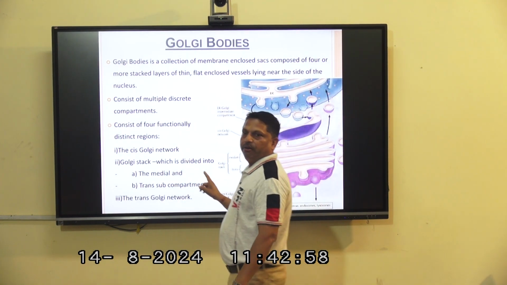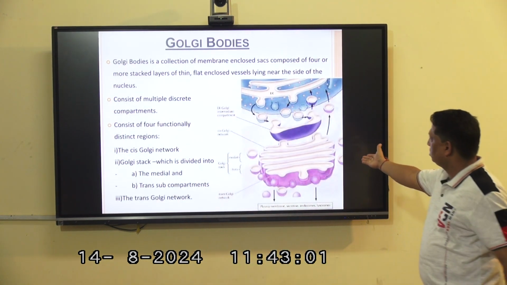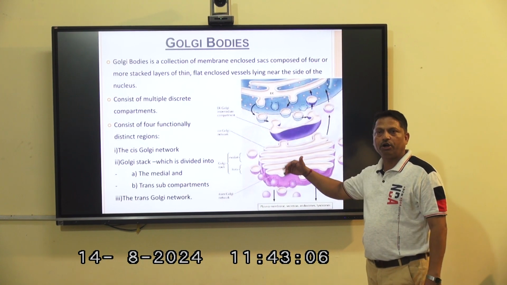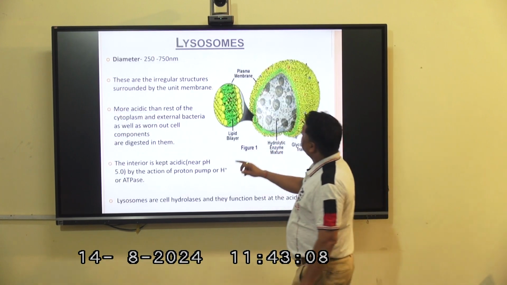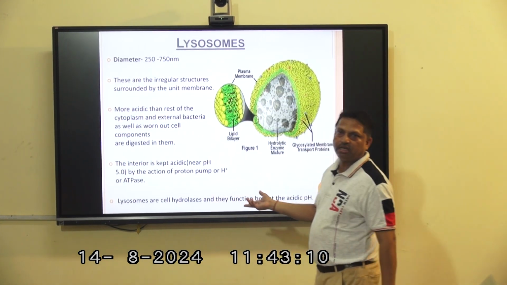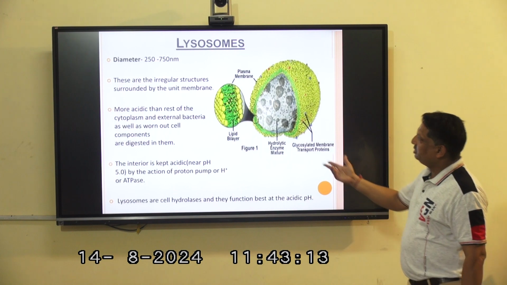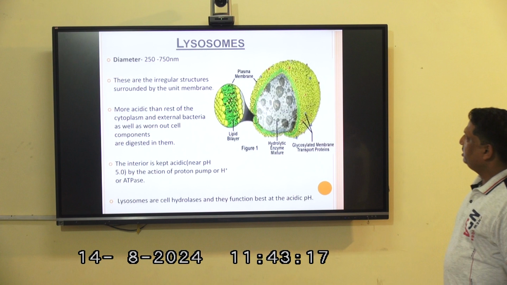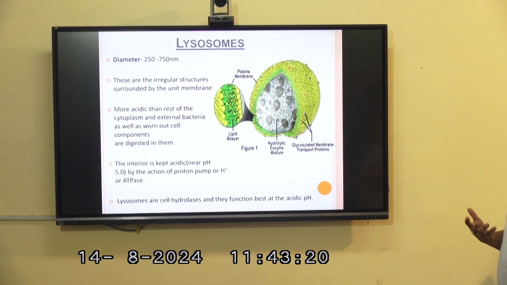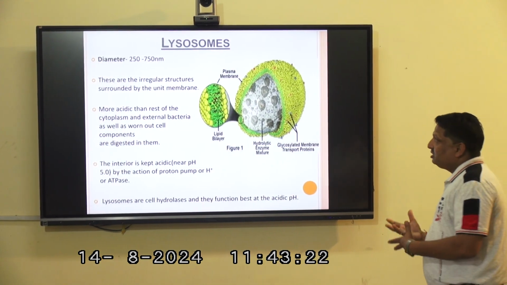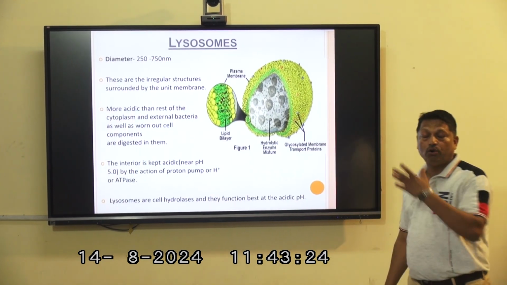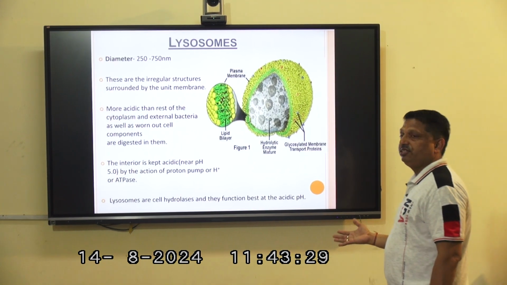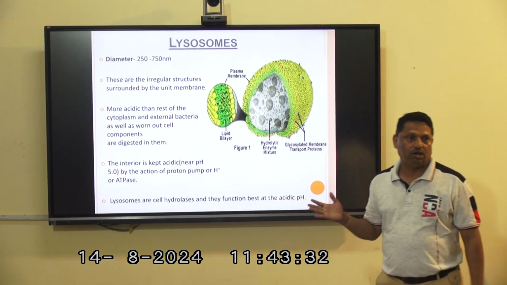They have a main function that we do, and this diagram is indicating its position and the different performance according to cell to cell. And likewise, lysosomes. This is again a cell organelle, and this is the average diameter of 250 to 750 nanometer. And these are irregular structures surrounded by a lipid membrane, and more acidic than the rest, as I already told, they have hydrolytic enzymes. So this is also called the suicidal bags of the cell.